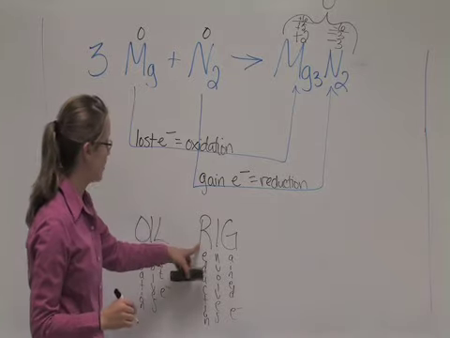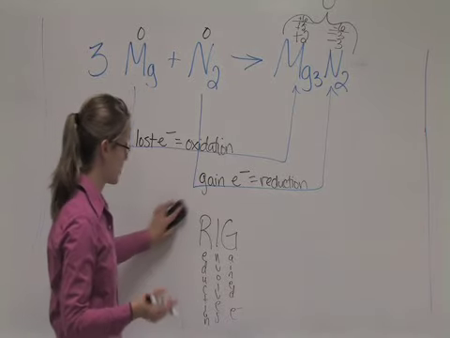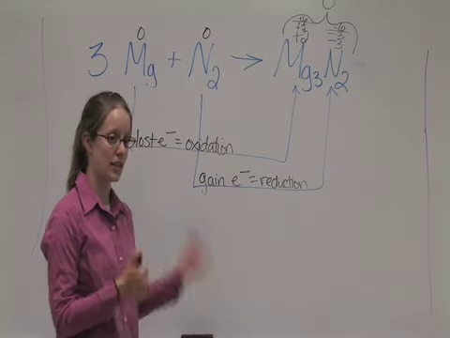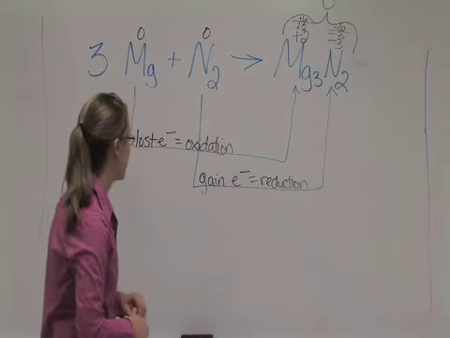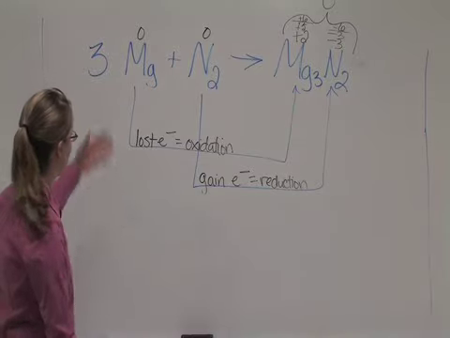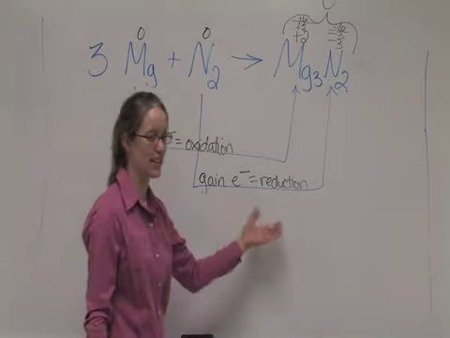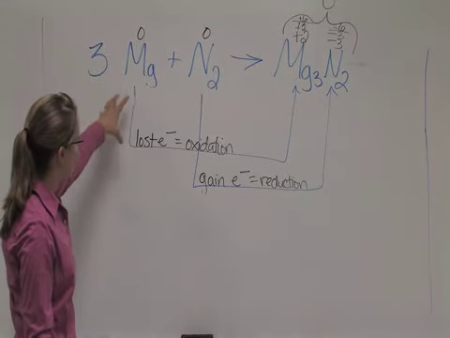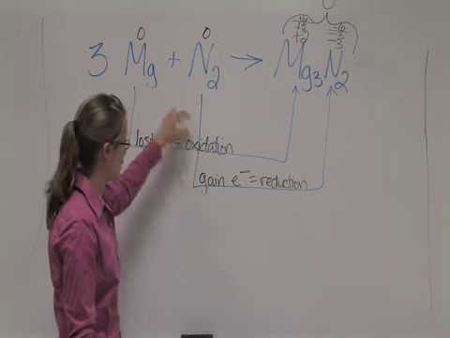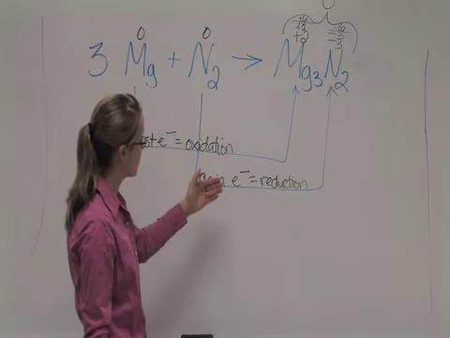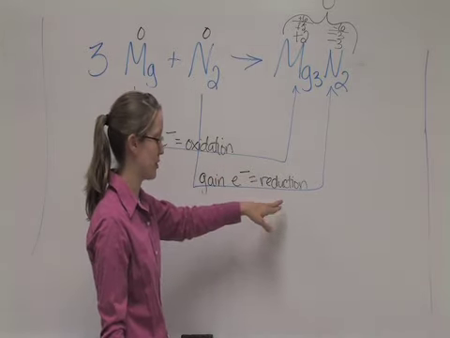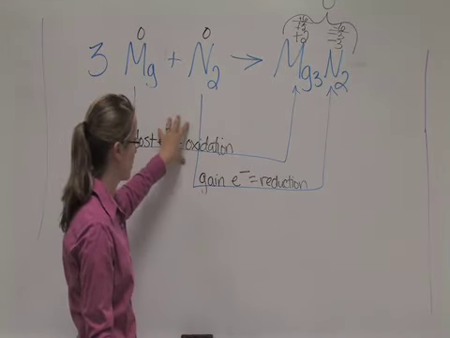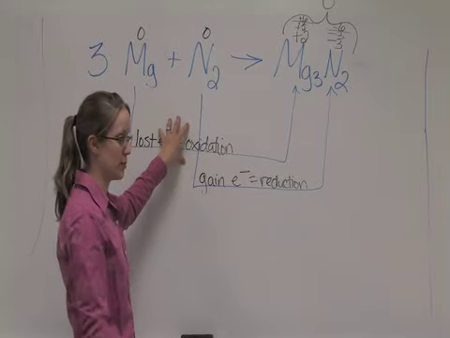Now, oxidation and reduction, or redox, happen simultaneously together. So if something is oxidized, something else has to be reduced. If something lost electrons, something else had to gain those electrons. They happen hand in hand. Because magnesium went through the process of oxidation, it caused nitrogen to go through the process of reduction.